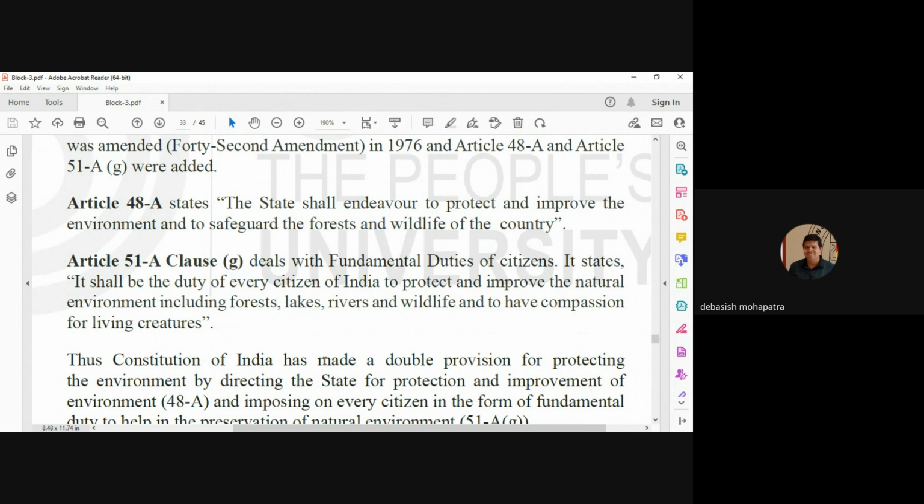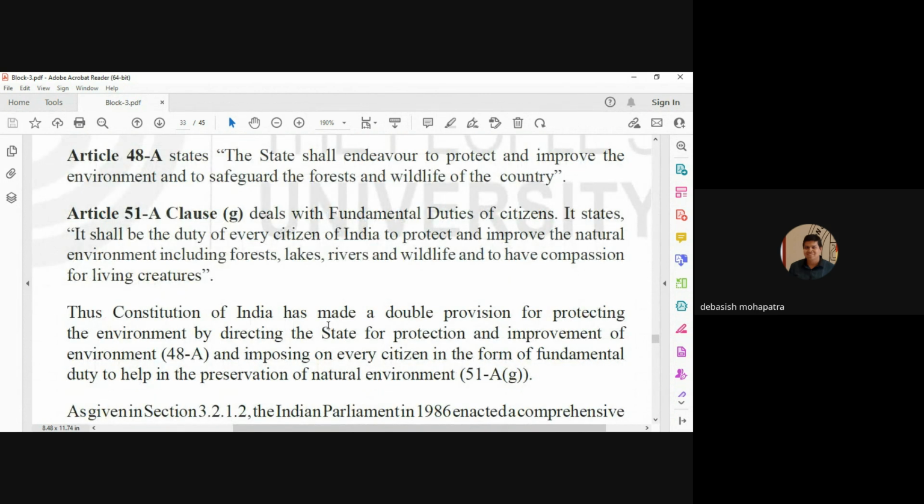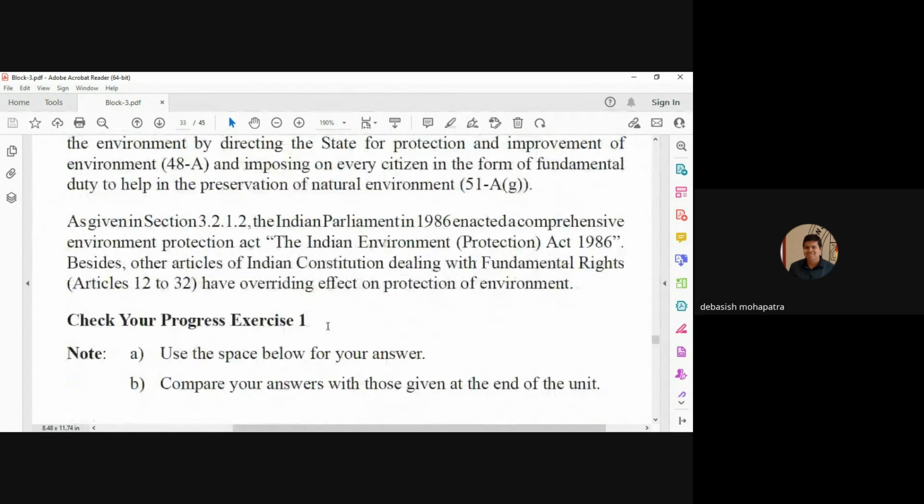Article 51A clause (g) deals with the fundamental duties of the citizen. It states: it shall be the duty of every citizen of India to protect and improve the natural environment, including forests, lakes, rivers, and wildlife, and to have compassion for living creatures.